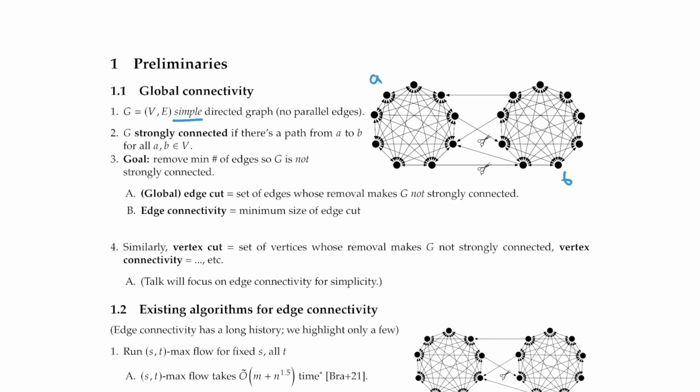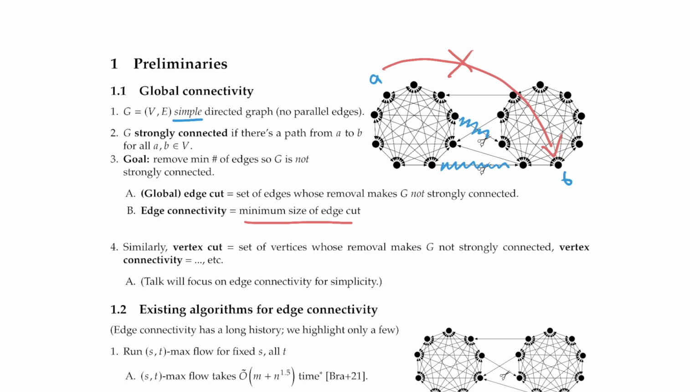no longer strongly connected. So if we delete these two edges across the middle, then we'll see that A can no longer reach B. Although B can reach A, so it's only one direction we have to eliminate. And so the goal is to find the minimum number of edges that need to be deleted so that some pair is split up in that sense. And the edge connectivity is the minimum size of any of these edge cuts.